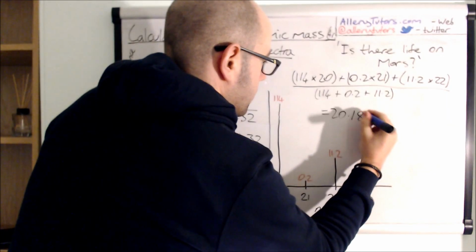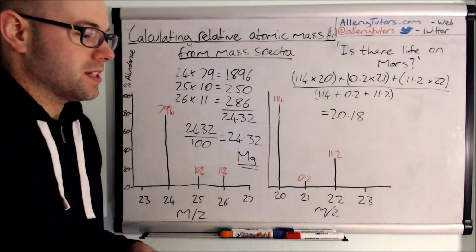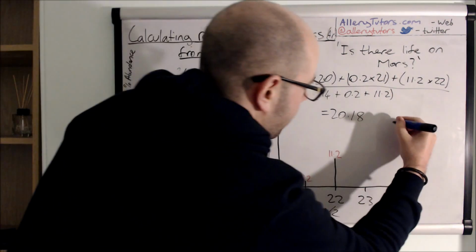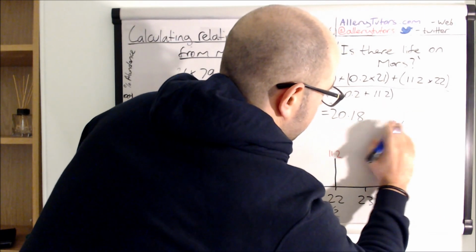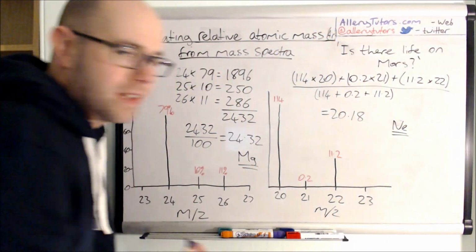And again, the eagle eye amongst you would have noticed that this element, if we look in the periodic table, is neon. That's the one that's closest. If I can form my letters properly. There we go, so that's neon.